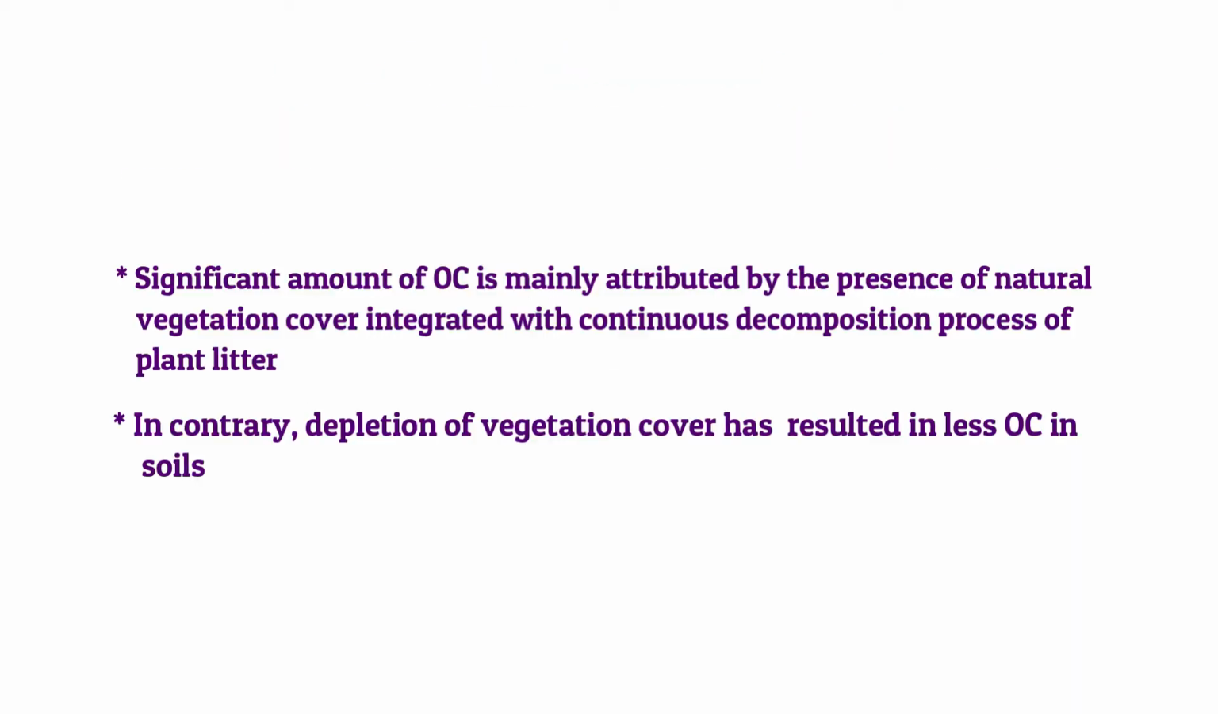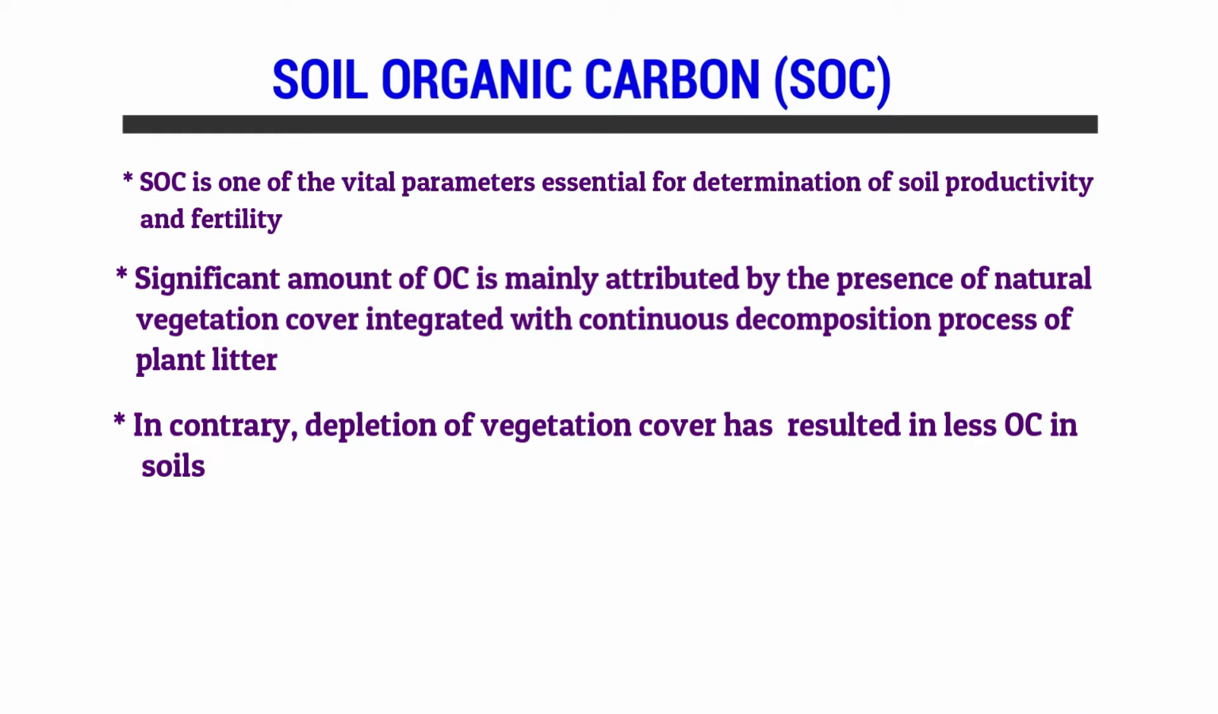So to begin with, soil organic carbon is actually one of the very important and vital parameters used for determining the soil productivity and its fertility. Now, a significant amount of organic carbon in any soil is mainly attributed to the presence of natural vegetation cover integrated with the continuous decomposition process of plant litter. And in contrast, depletion of vegetation cover has resulted in the presence of less organic carbon in the soil.